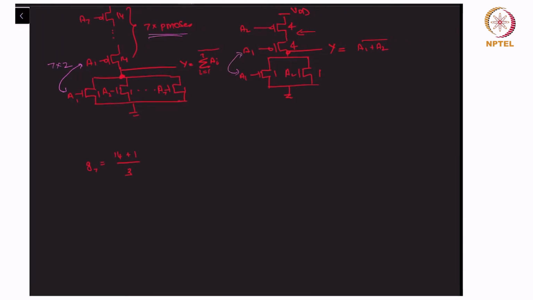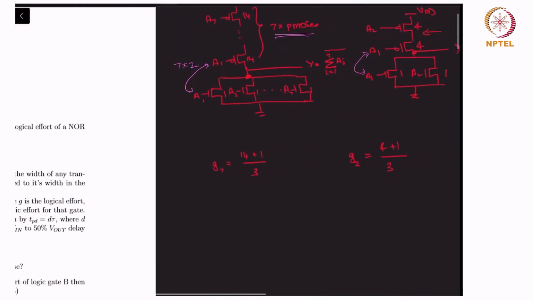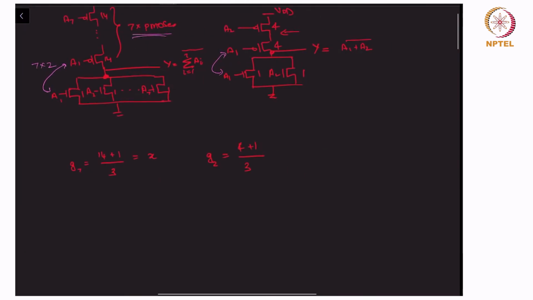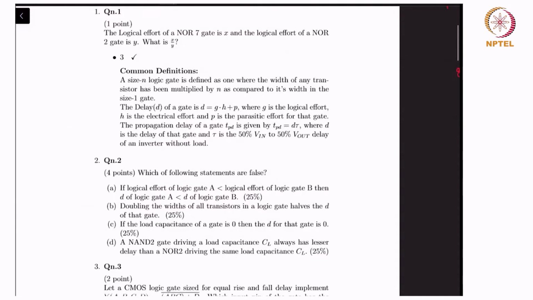Similarly, over here, the gate capacitance is 4 plus 1 divided by 3. That's G2. We have said that G7 is equal to X and G2 is equal to Y. And we are asked what is X divided by Y. This is equal to 15 by 3 divided by 5 by 3. This is 15 by 5, which is equal to 3, which is the answer.